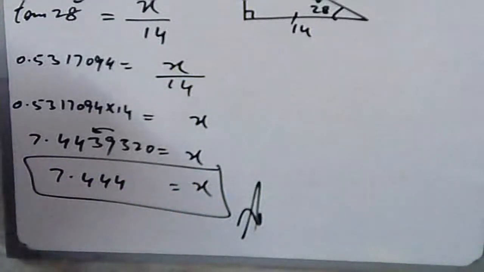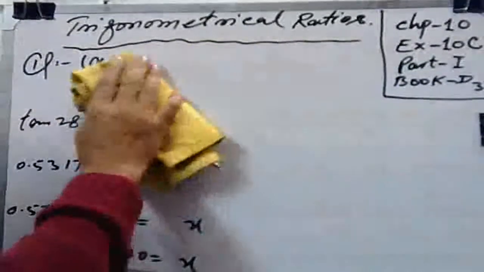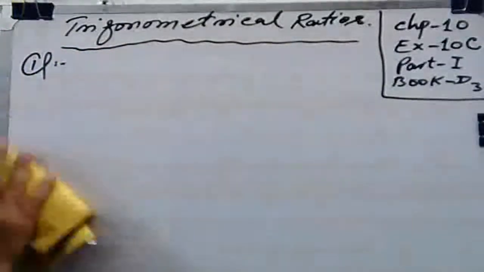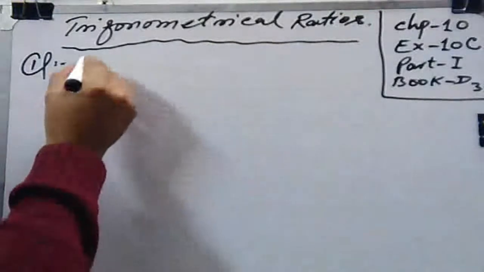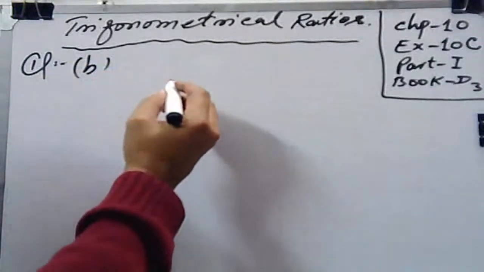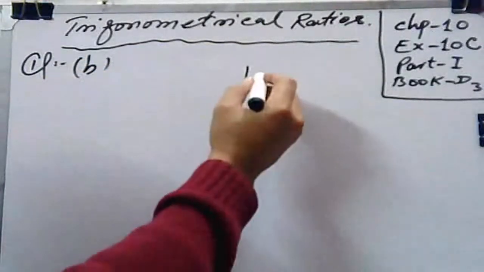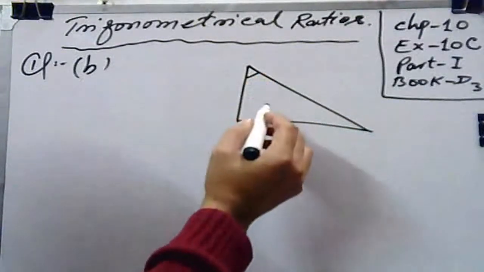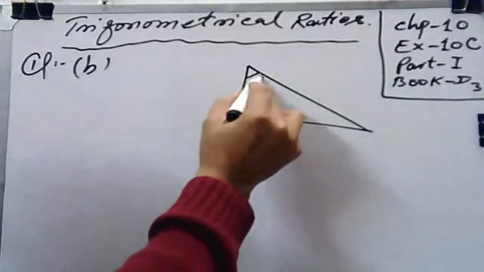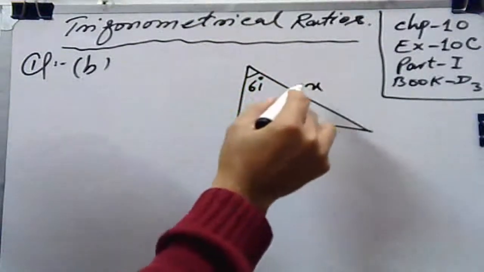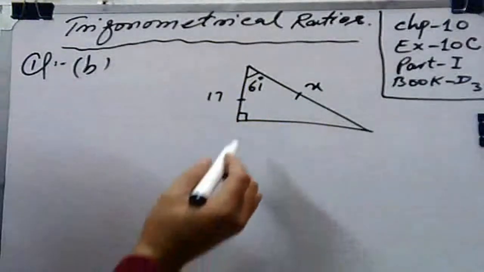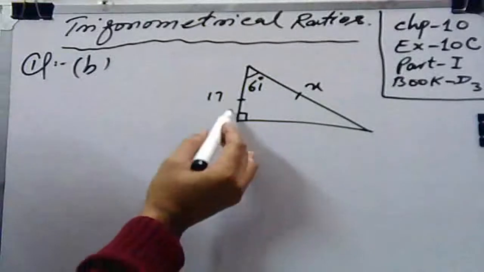Now coming to the B part, in B part, once again another triangle is given to you. In B portion, the triangle is like this. You can see here 61 degree, and this one is your x, and similarly here is your 17, and that is your 90 degree angle. This square shows that it is a right angle triangle.